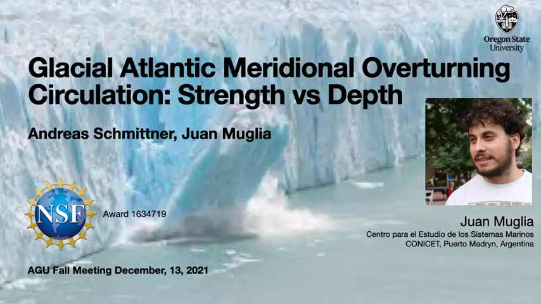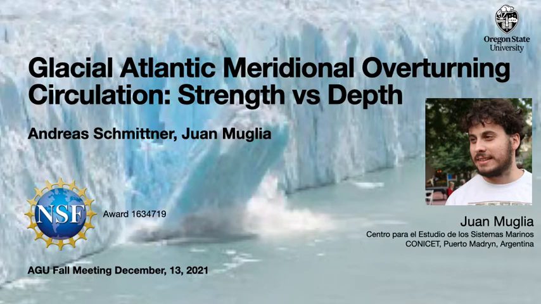I'm from Oregon State University and this is my presentation, Glacial Atlantic Meridional Overturning Circulation Strength versus Depth. Most of this work was actually done by Juan Muglia, who used to work with me at OSU but is now at CONICET in Puerto Madryn in Argentina. So it's really his work that I'm presenting here. And I would also like to acknowledge support from the National Science Foundation.